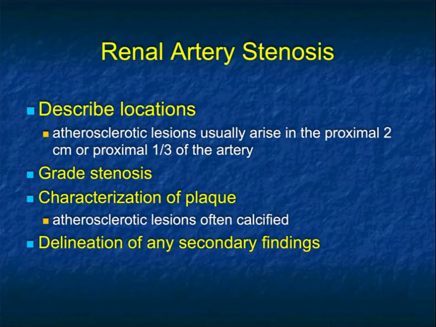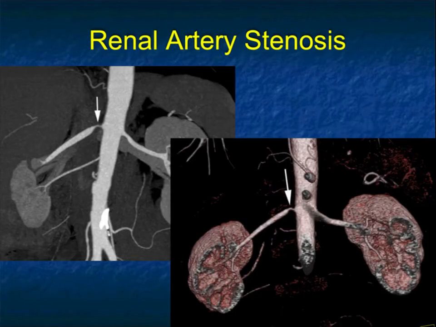With renal artery stenosis, locations usually are in the proximal 2 centimeters or proximal 1/3 of the artery. We typically not only describe the location, but we grade the stenosis into 50%, 70%, as best we can in terms of grading. We talk about the plaque, whether it's calcified or non-calcified or both. And then we look for secondary signs. Is the kidney small? Are there prior renal infarctions? Anything else that might be going on. We also make sure there are more than one renal artery when there are.